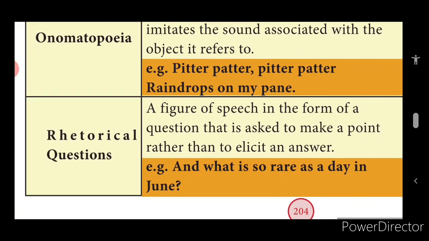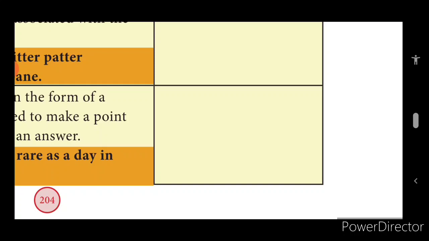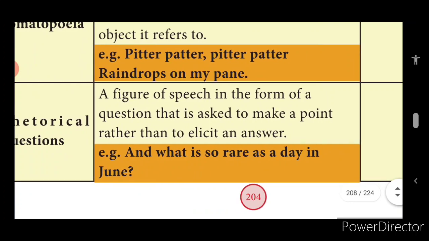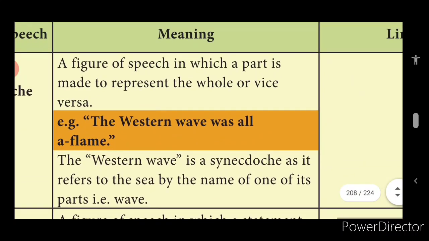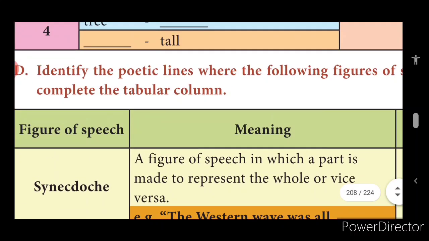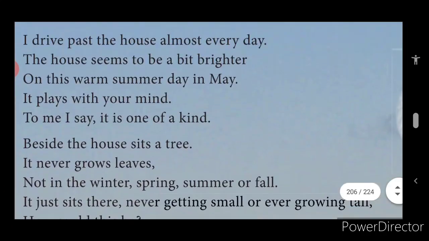Then, rhetorical question, a figure of speech in the form of a question that is asked to make a point rather than elicit an answer. Children, where there's a question in the poem, it is known as rhetorical question. Now, here, what's the line? What happened inside the house? The poet is asking, no, what happened? So, that sentence is known as a rhetorical question. Yes, children? Hope you have understood the poem. After the video class, I want you to read the poem for your better understanding. Clear? Okay.